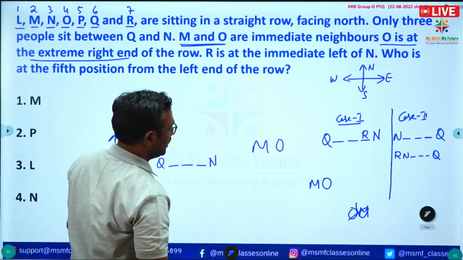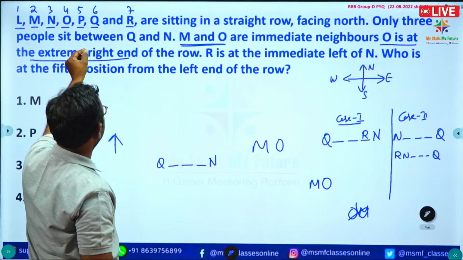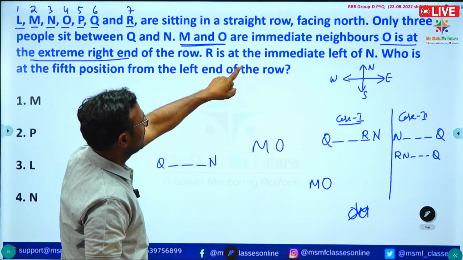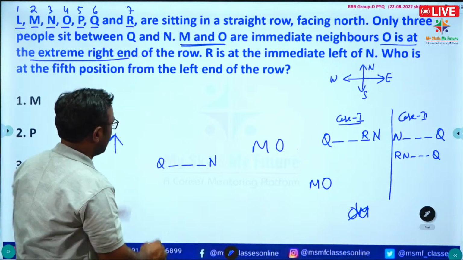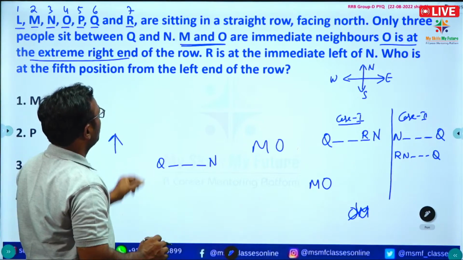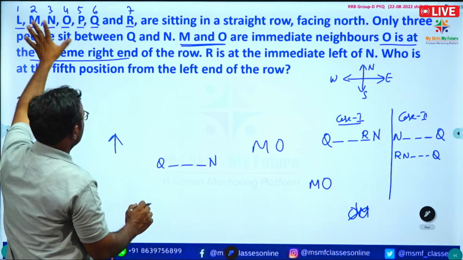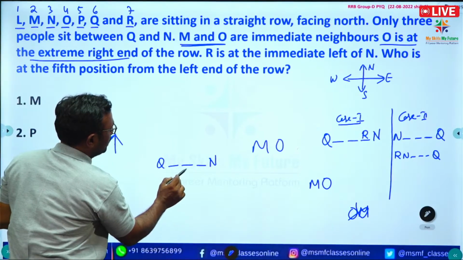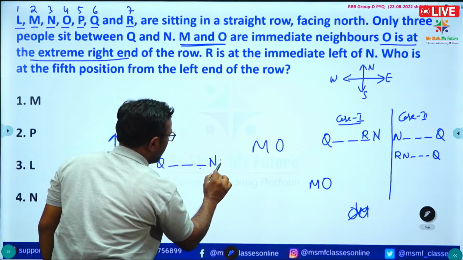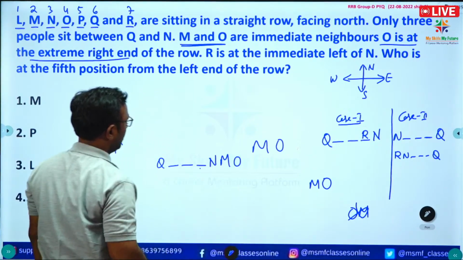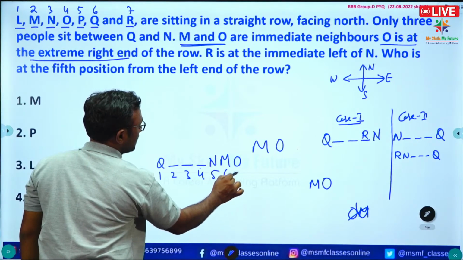Okay, right. Once again, see the statement. L, M, N, O, P, Q and R are sitting in a straight line facing north. Only 3 people sit between Q and N. M and O. So here we have 7 people. 1, 2, 3, 4, 5. Suppose I am writing here M, O. So 1, 2, 3, 4, 5, 6, 7.